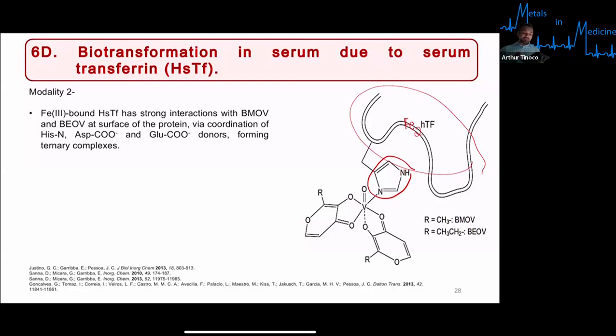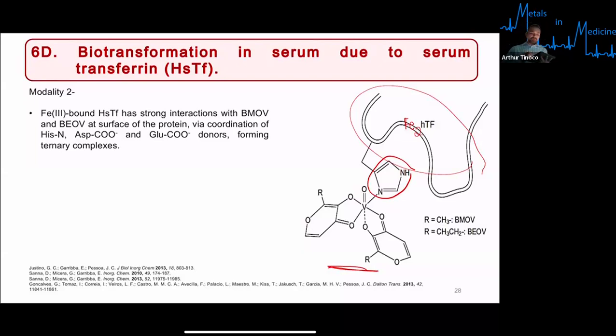And basically this complex will piggyback onto iron-bound human transferrin, which will induce endocytosis and can bring that compound into the cellular environment and potentially release it into the cytosol. So this is another modality by which vanadium might be able to do this. And I mentioned this early in the course when we talked about serum transferrin being able to introduce non-iron metals into cells. This is another route by which vanadium might be able to do this.